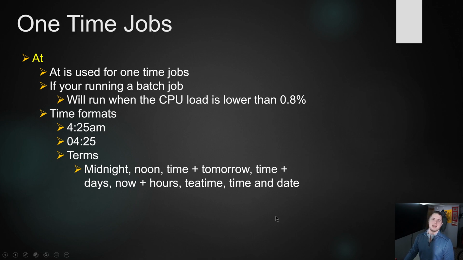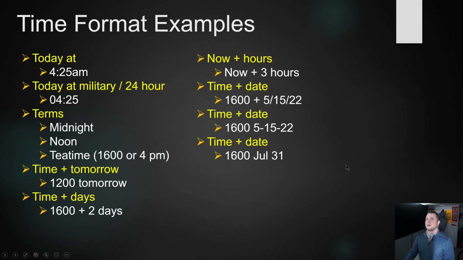So time plus days. So at 1300 for 10 days, something like that. You can have a recurring job with this. So here are your time format examples. If you have a particular preference for one, then cool. All right, I definitely have a preference for the 24-hour format. It's just a little bit nicer.